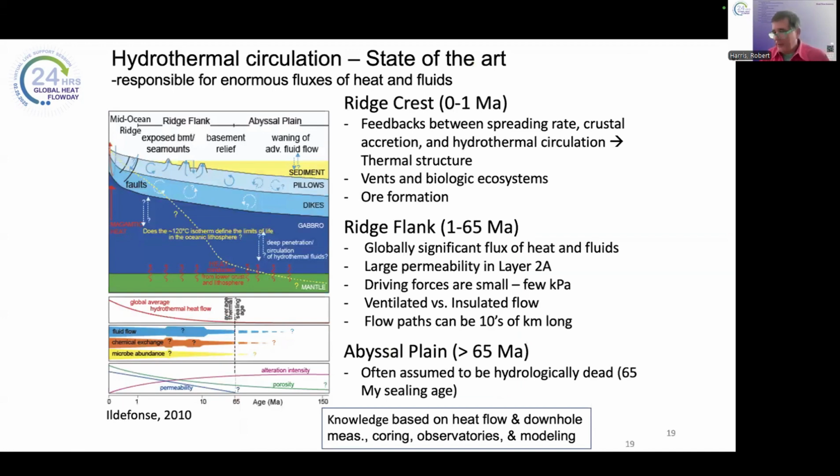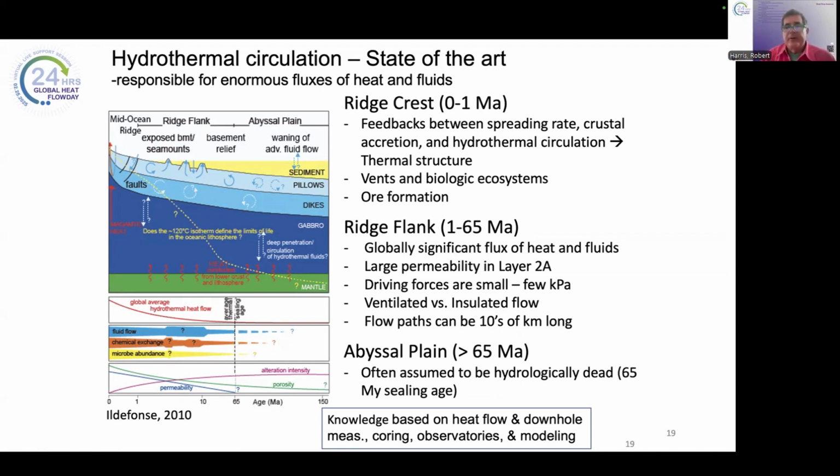Okay, so here's another view of that. It's a conceptualization of some important hydrologic processes and properties of the seafloor. These are often viewed as a function of crustal age. So we have the ridge crust, and important thermal processes include the feedbacks between spreading rate, crustal accretion, and hydrothermal circulation. The ridge flank, from 1 to about 65 million years, is where the heat flow deficit pretty much goes away. It's globally significant, and circulation in this area includes globally significant fluxes of heat and fluids.